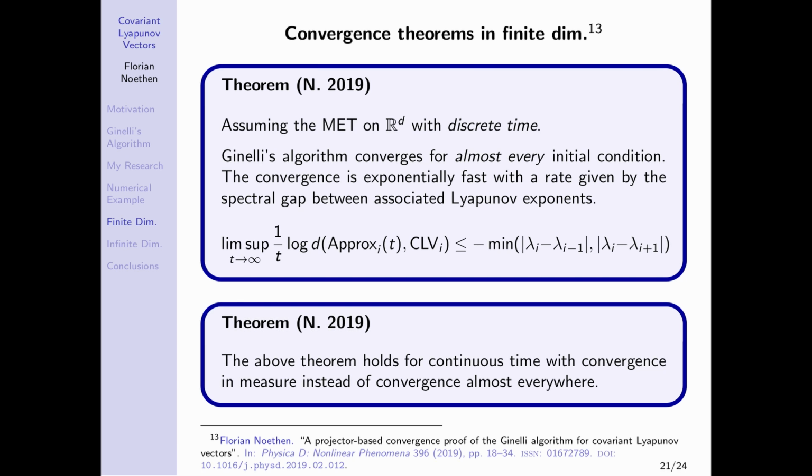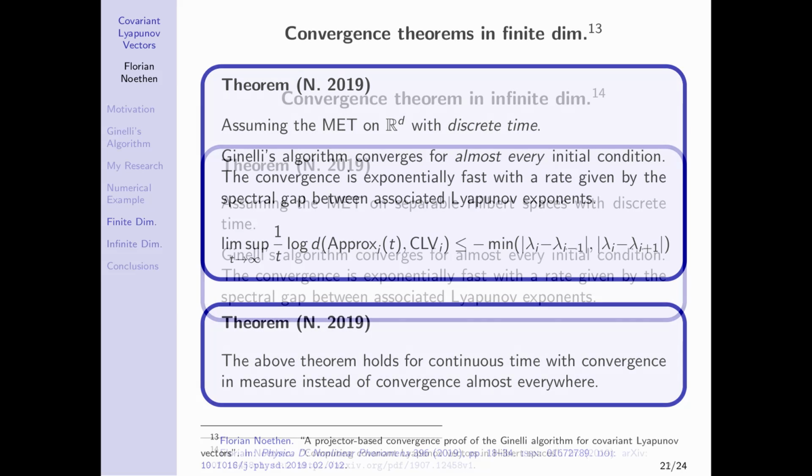So the theorem which I've proven says that Ginelli's algorithm converges in measure instead of almost everywhere, but also with the same convergence speed. For those two theorems, I used the multiplicative ergodic theorems found in Arnold's book on random dynamical systems.